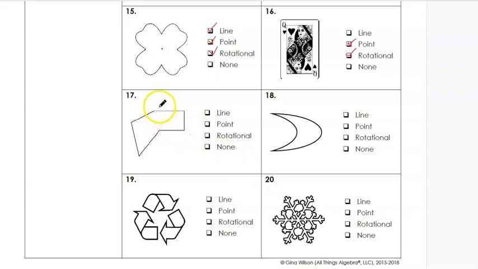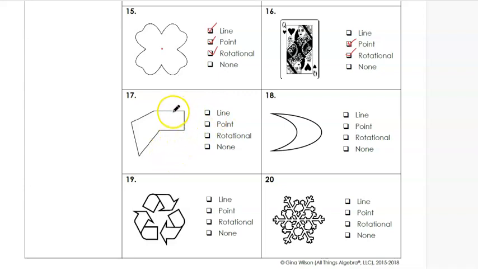For number 17, vertical line, there are no vertical lines I could draw to create the same side on either side of the vertical line. That's also true for a horizontal line. So line symmetry doesn't exist.